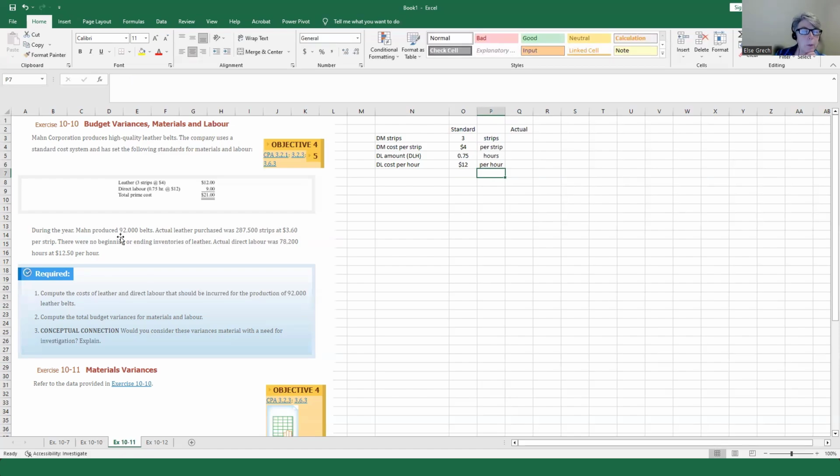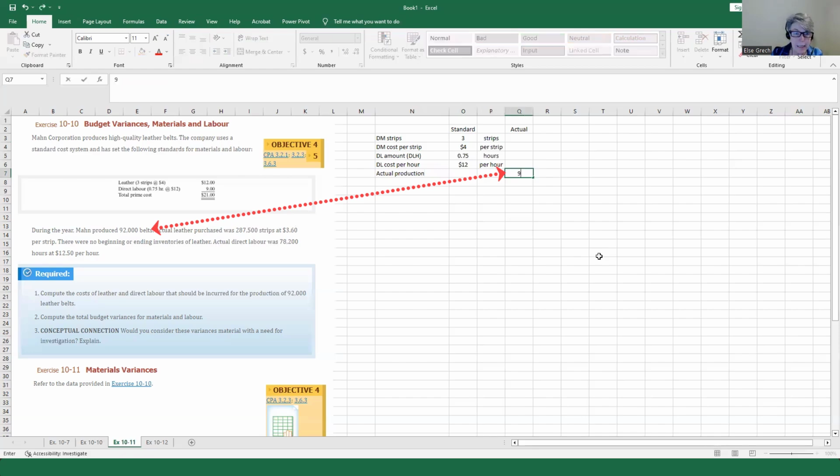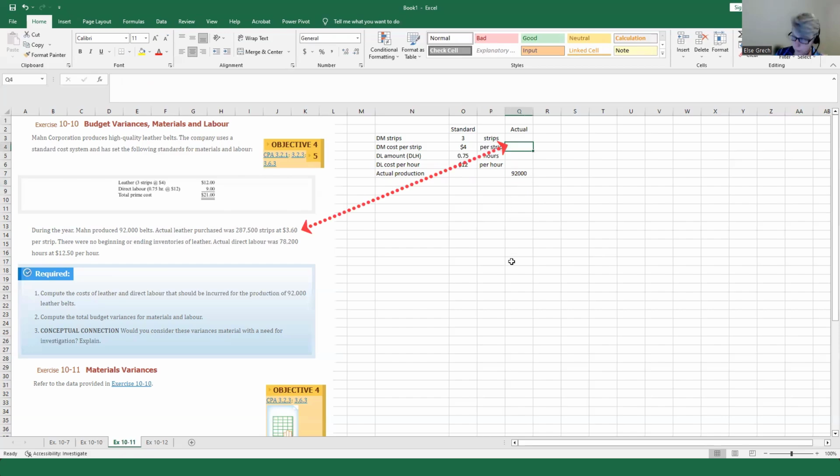During the year, they produce 92,000 belts. So this is actual production. Actual production is 92,000 belts. Actual leather purchased was 287,500 strips at $3.60 each. So now let's pause. We want the actual per strip. The actual per strip is $3.60.